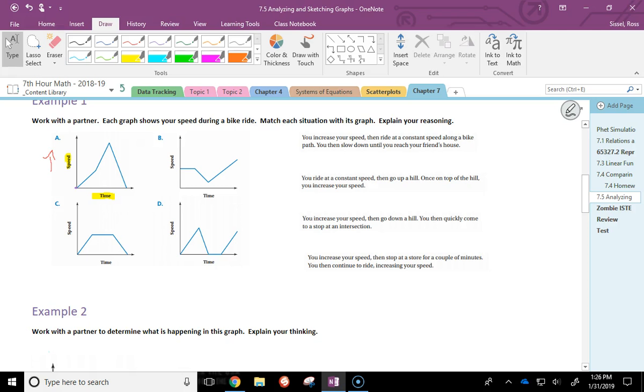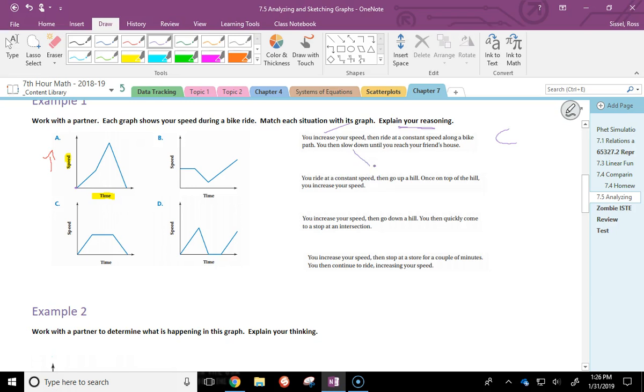Alright, Alejandro, what did you put? Okay, so you said C. Here is how I would have looked at this. You increase your speed. Okay, so I would say it's going to be like that. It's going to have to be a slope that's positive. Then I'd ride at a constant speed. Okay, so it would be a horizontal line. Then I slow down until I reach my friend's house. Uh-oh, now it's just even worse the more I do that. Slow down, and it stopped.